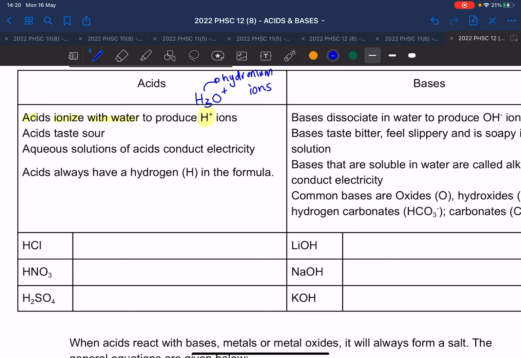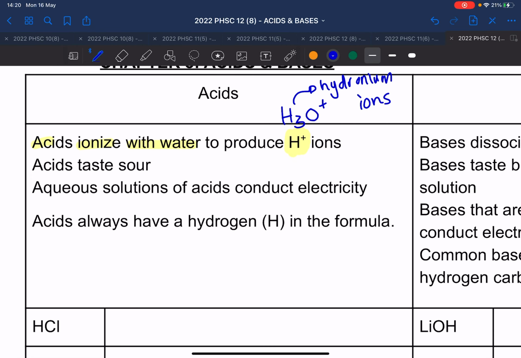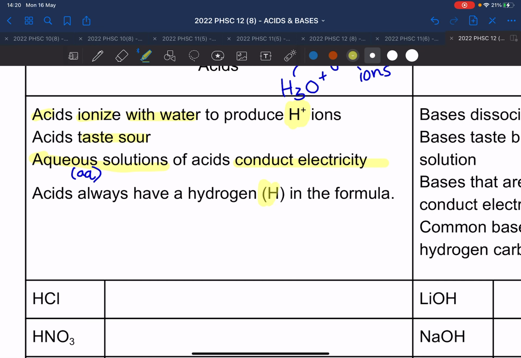Hydronium ions. Okay. Then acids taste sour and in aqueous solution. So when you see that AQ, then it means it can conduct electricity because then the ions are free to move around. And an acid will always have a hydrogen in the formula. If there is no hydrogen, then it's not an acid.